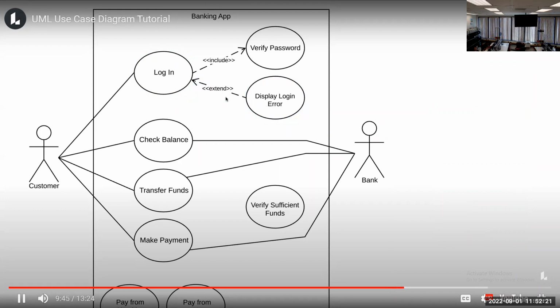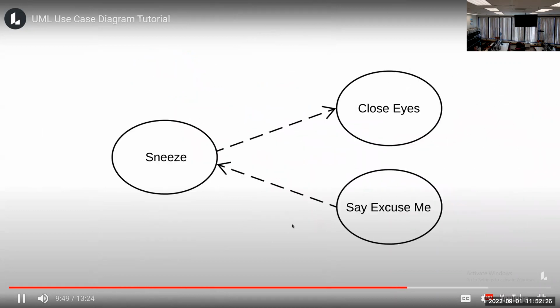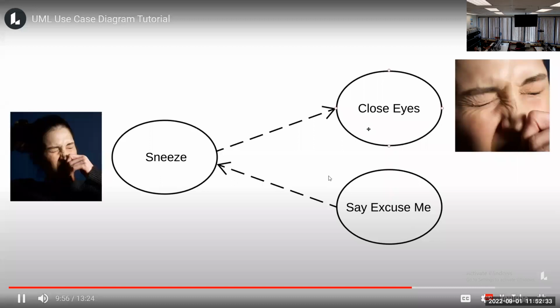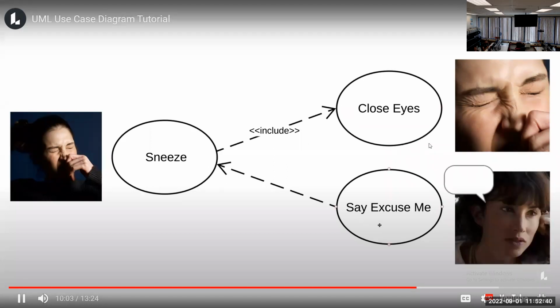Hopefully, this thoroughly explains the difference between include and extend relationships. But just in case, here's a very basic example to help differentiate between the two. If you sneeze, you will close your eyes. That's an included relationship because it's going to happen every time. Additionally, if you sneeze, you might say excuse me. That's an extended relationship because it supplements the sneeze, but isn't completely necessary in the sneezing process. Just remember that include happens every time, extend happens just sometimes, and don't forget that the arrows point in opposite directions.